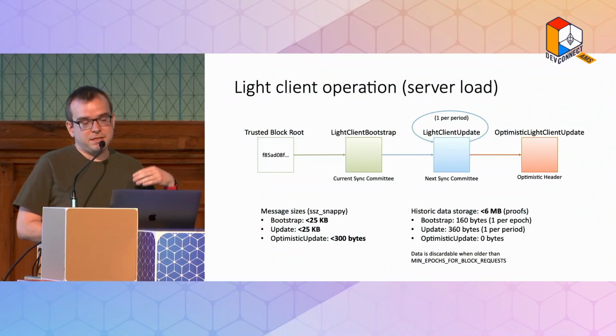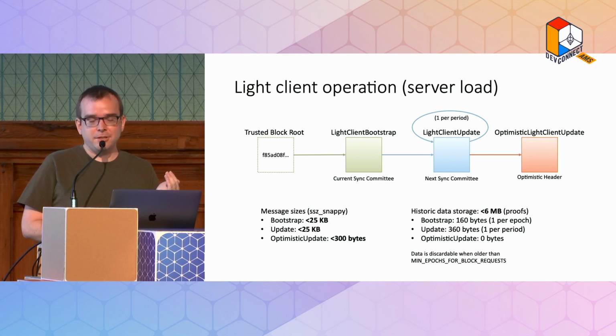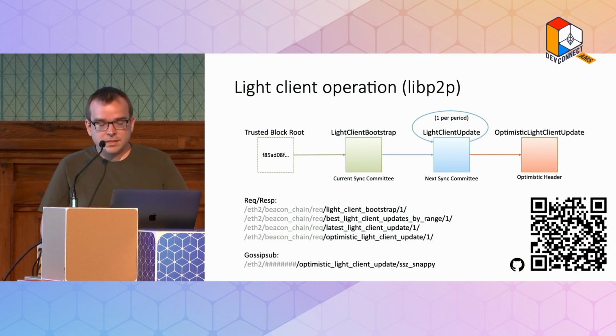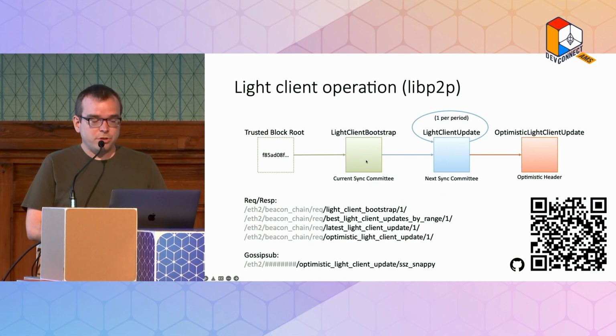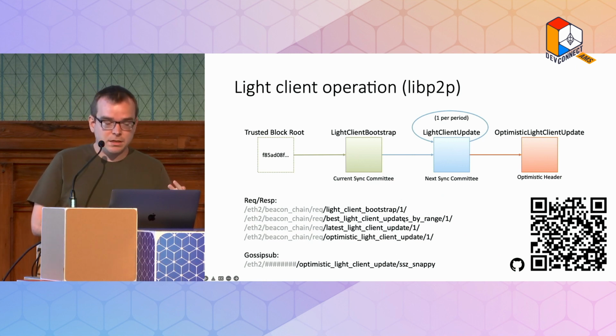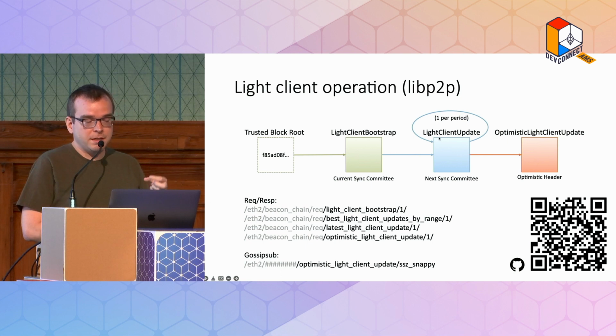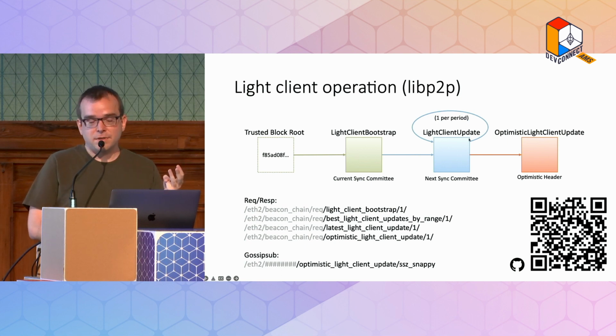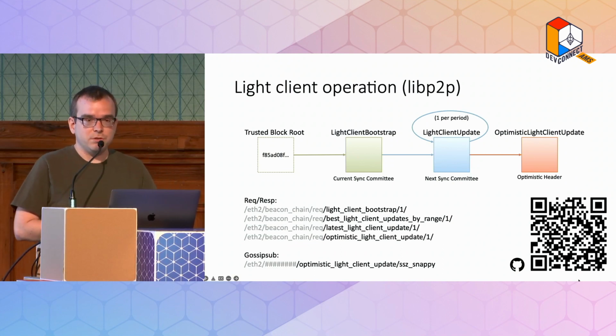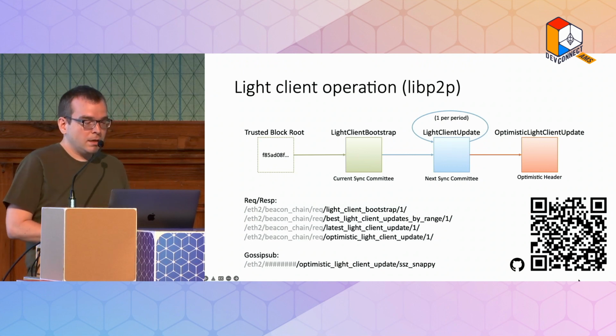And then what I did is I made a pull request to the consensus specs that basically puts this on the libp2p layer. So it's just like the 4 requests. You have the bootstrap request. You can get the best light client update for each period. You can get the latest one if you want the latest finalized head. And then you can follow these optimistic updates to keep track of the latest head. So this is the pull request here. If someone wants to comment on it or review it, it's welcome.